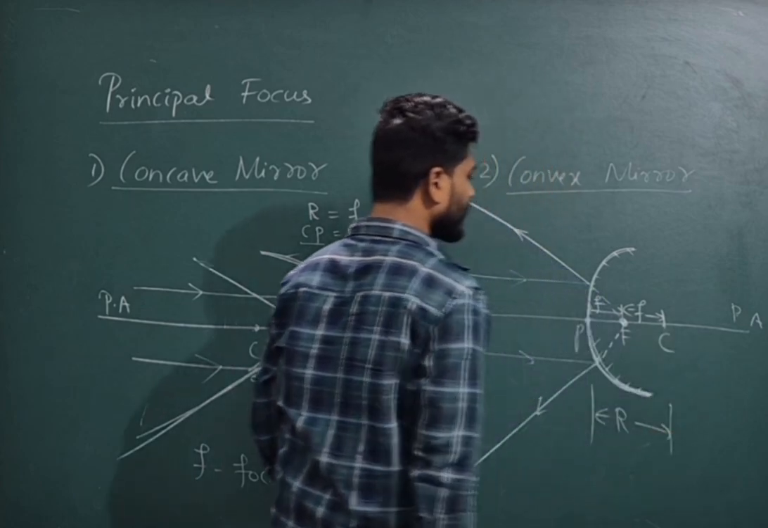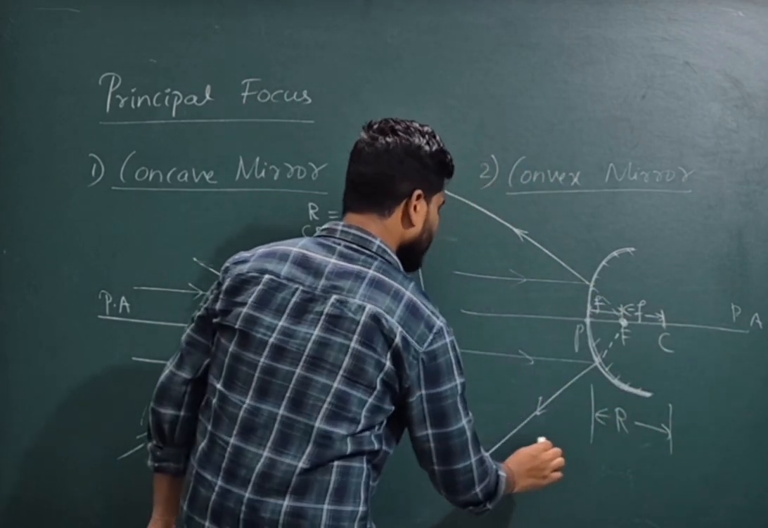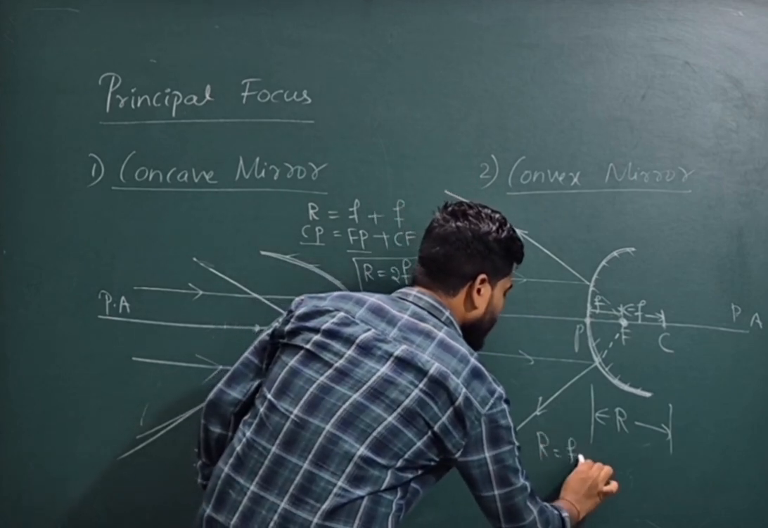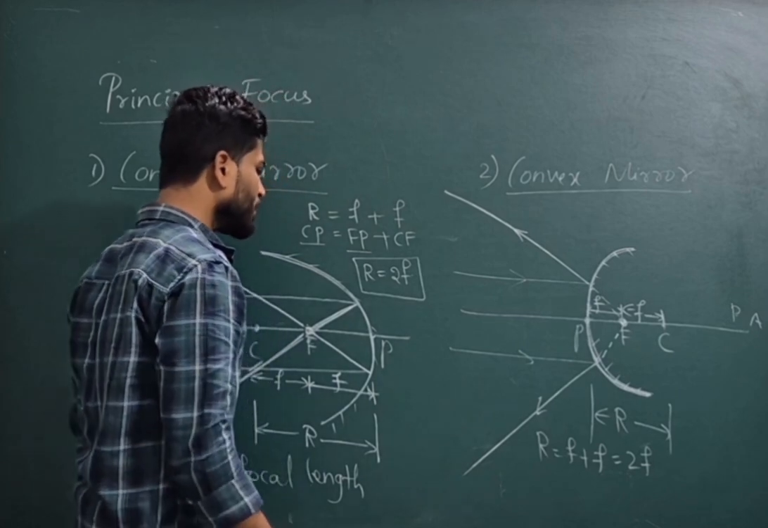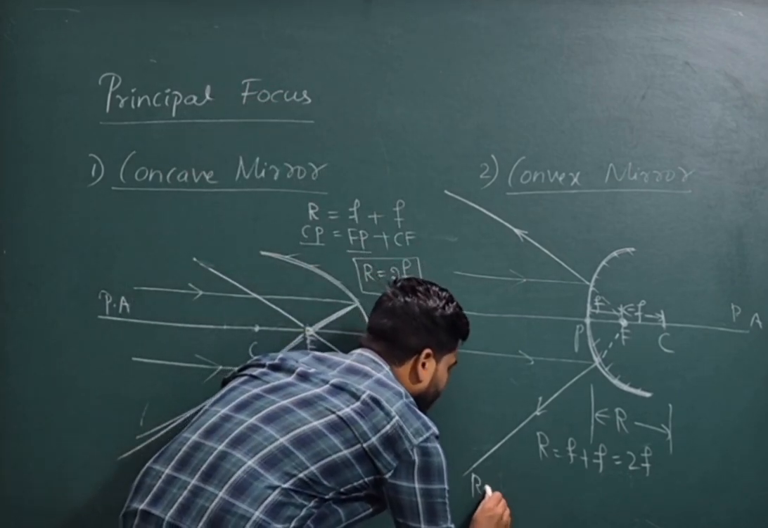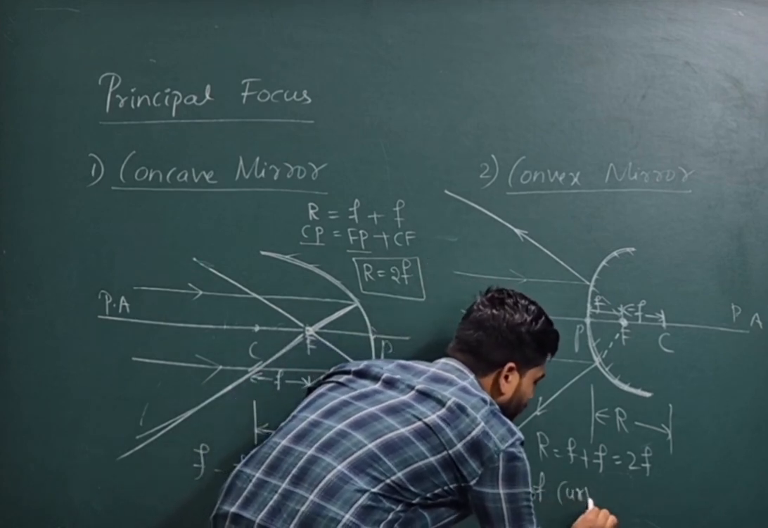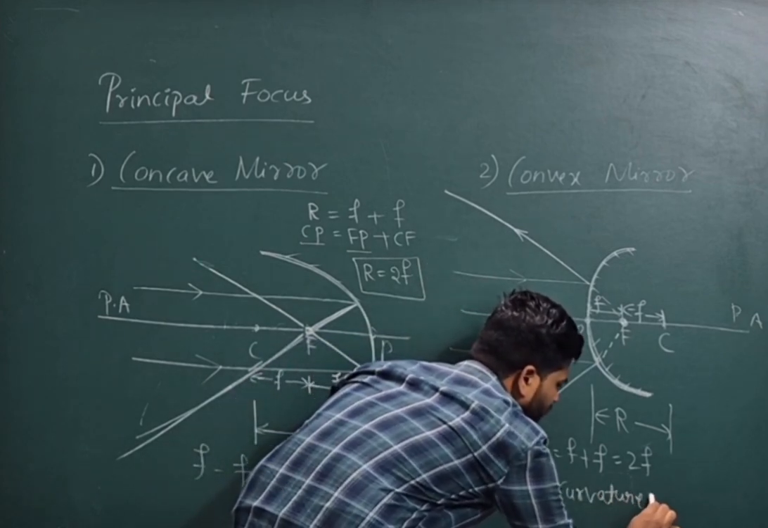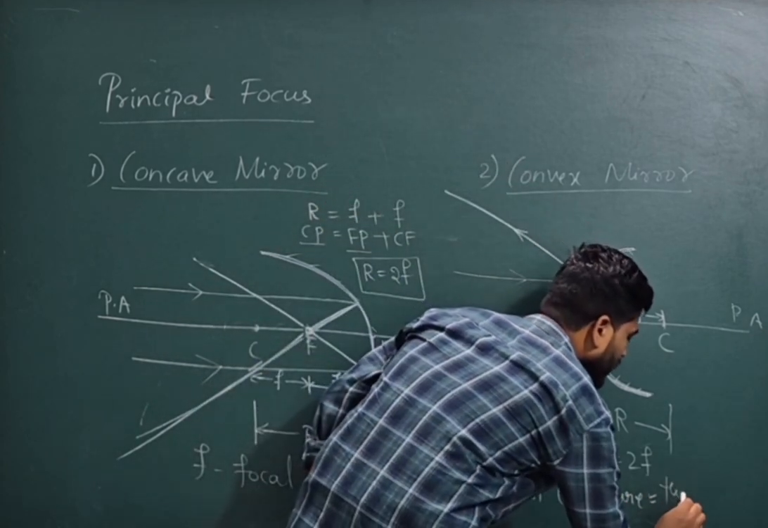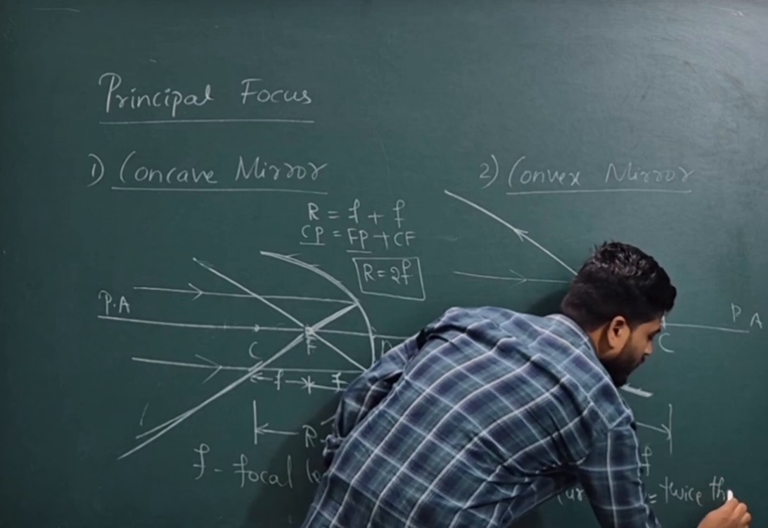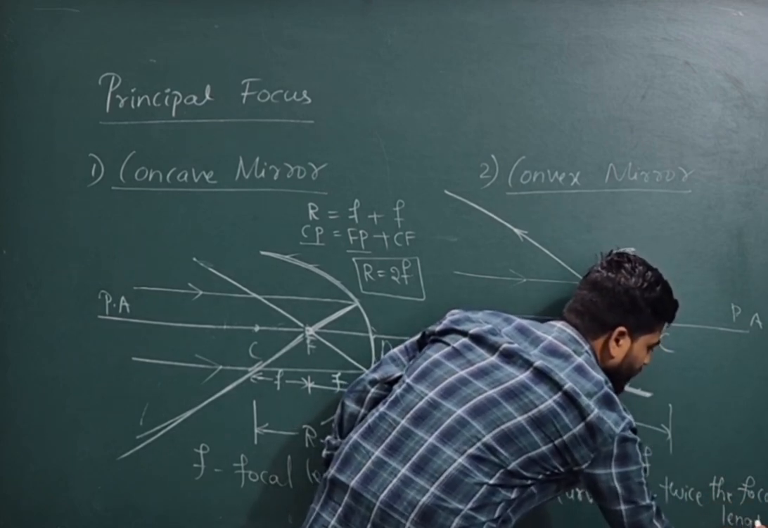We studied in the previous case. Then what is this thing? R equal to f plus f. Again same thing, right, all of you? R equal to f plus f, which is equal to 2f. What does it mean? Radius of curvature is equal to what? Radius of curvature is equal to twice the focal length. Okay, very simple.